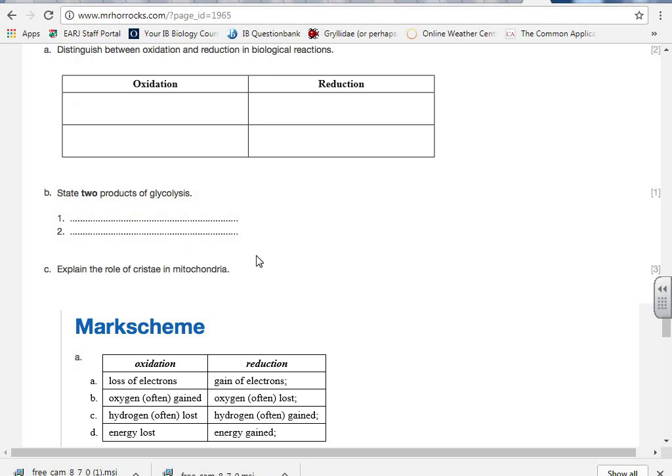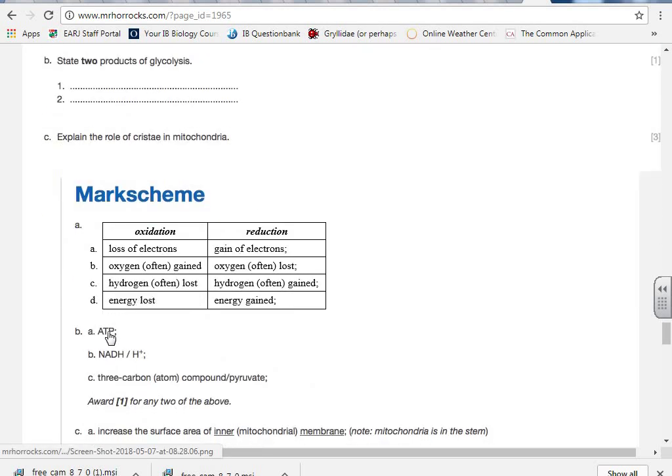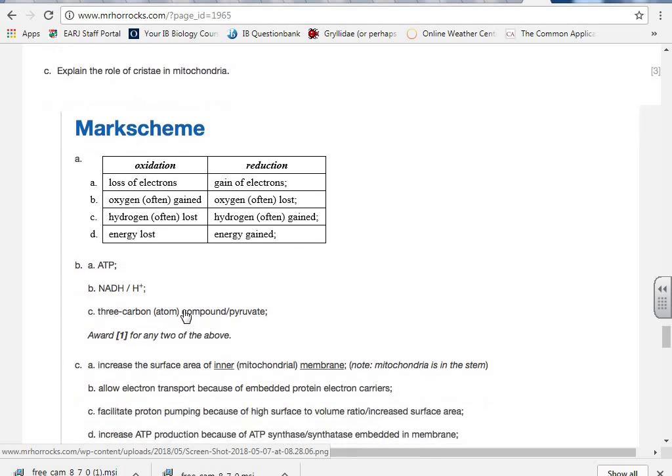Okay, two products of glycolysis. It created ATP, 2 ATP. Yep. And NADH. Okay, they'll accept that. ATP, NADH. Also, you get pyruvate, the 3-carbon molecule. So that's nice. You would have got that one.